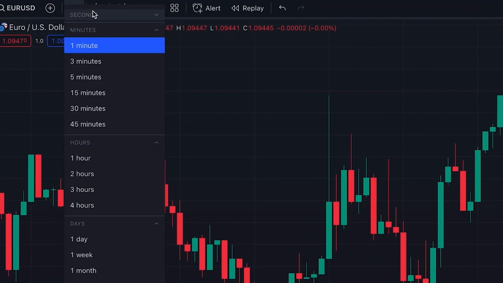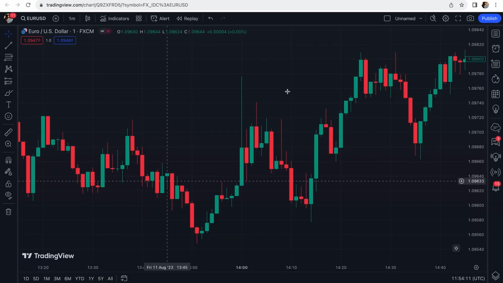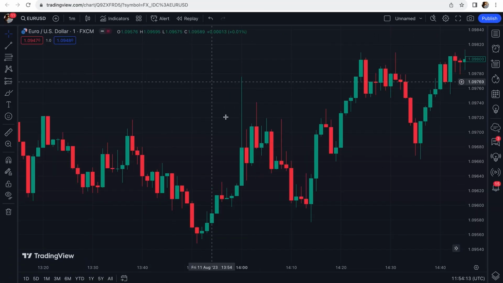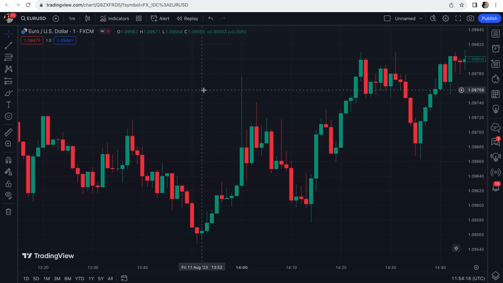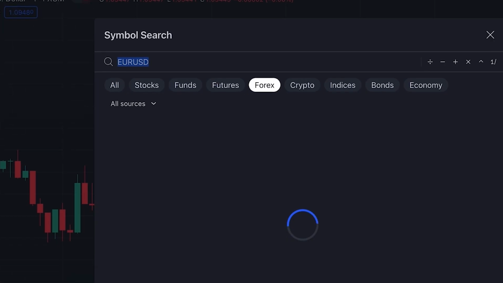So here we set the chart time frame on 1 minute. This is the price chart of euro to US dollar, but no limitation on this, and you can use this trading strategy on any other asset or market.